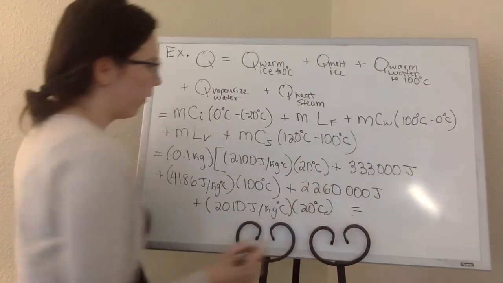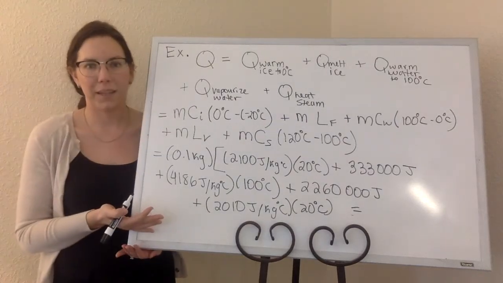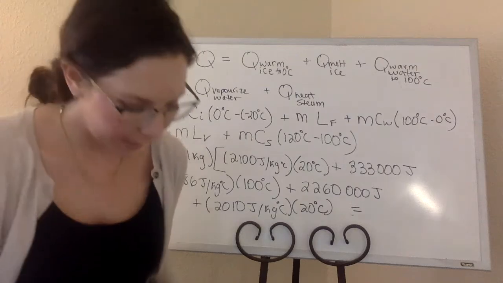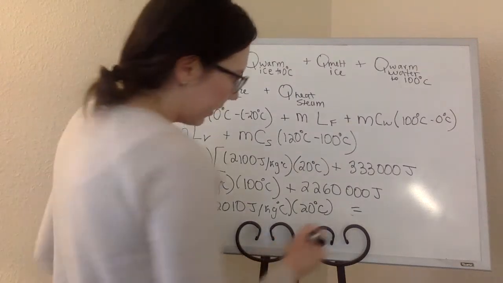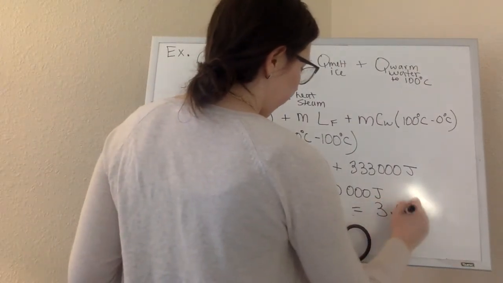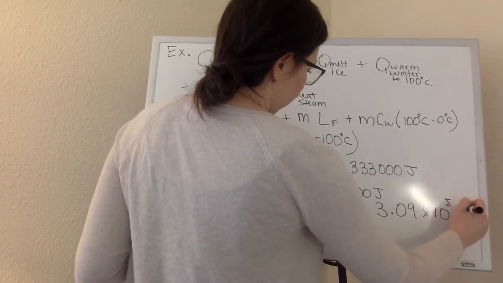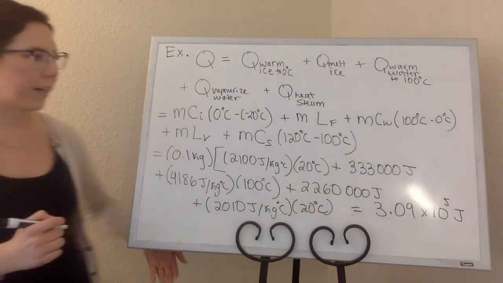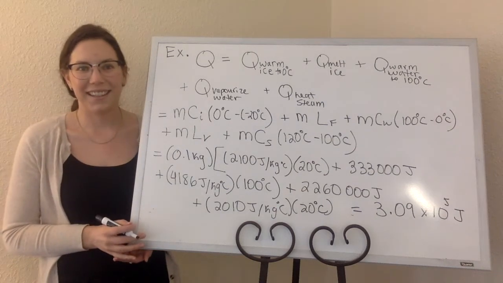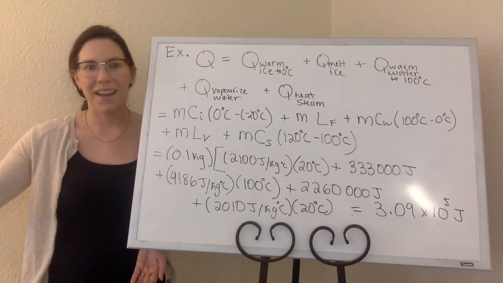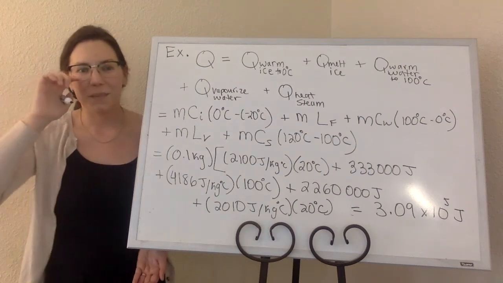You can pause that if you want, if I was going a little bit quickly with that equation, or again, see the notes. And then when I calculate that, I get 3.09 times 10 to the 5 joules, which is the total energy required to take this ice at negative 20 degrees all the way to steam at 120 degrees.